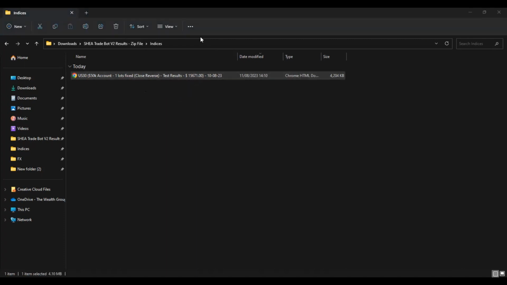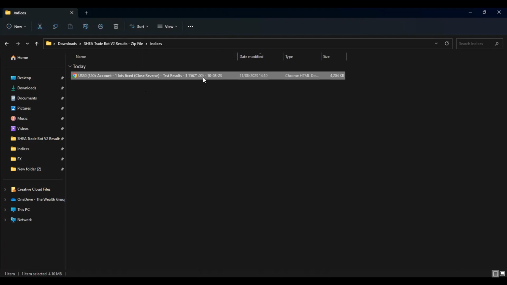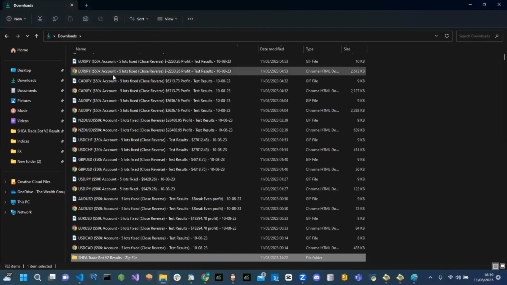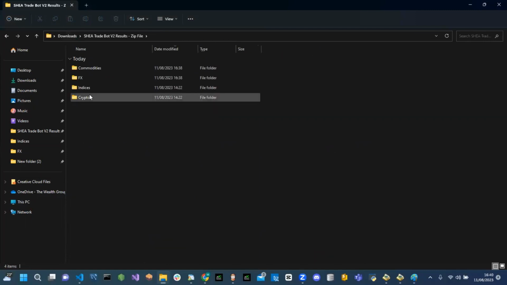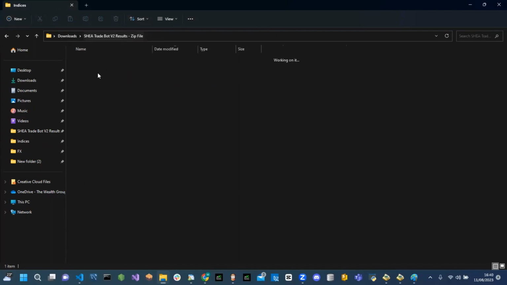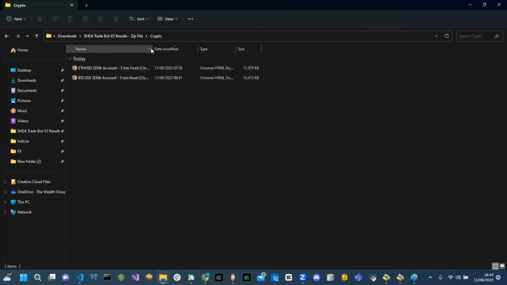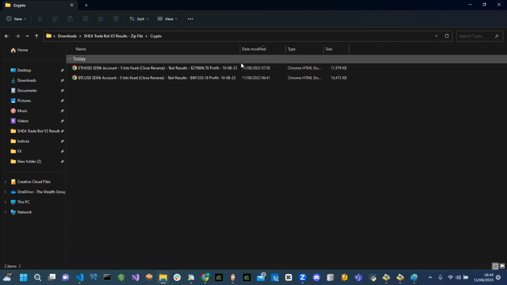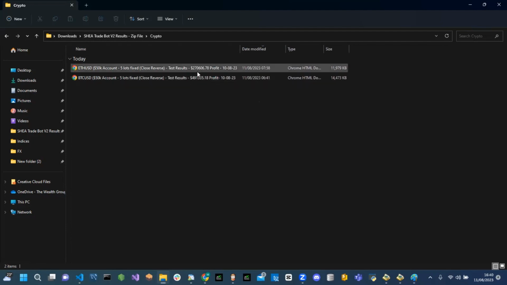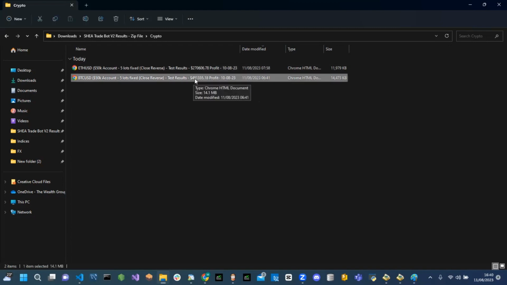And these are all opening. So what I'm going to do is share my full screen now so that I can navigate around. Let's go over here, downloads. Let's look at a couple more. The best results, obviously, because the robot is designed for crypto as well, are for crypto. For Ethereum, the robot gave us 270,606 profit, and Bitcoin, being the best, is $491,335 profit from 50K at a fixed lot of 5K.